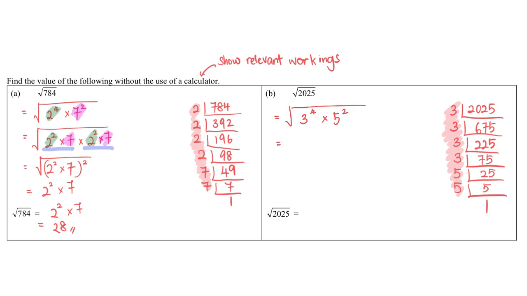And eventually you do realize that this is simply the square root of 3 power 2 times 5, 3 power 2 times 5, 2 times. And therefore this will be the answer. And final answer, 45.